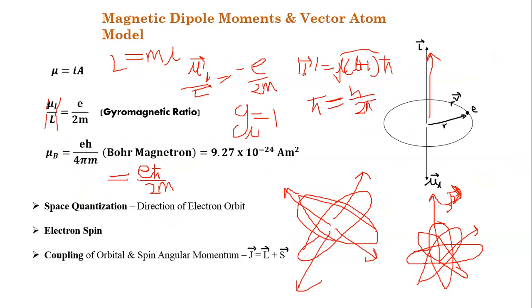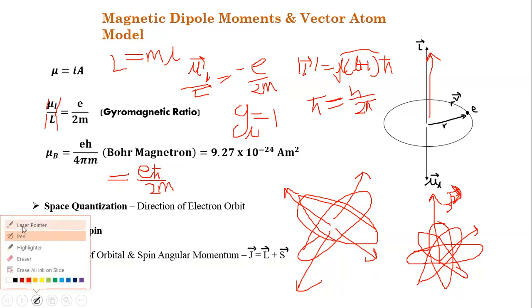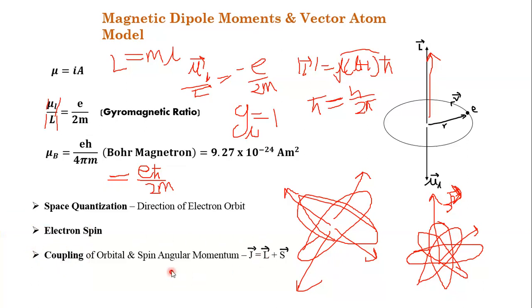Due to the magnetic dipole moment coming from the orbital motion as well as spin motion, they couple together and result in the formation of a new quantum number, the total angular momentum quantum number j, where j vector is equal to l vector plus s vector. So that more or less explains the study behind the vector model of the atom. Now we will discuss a few problems based on these concepts.